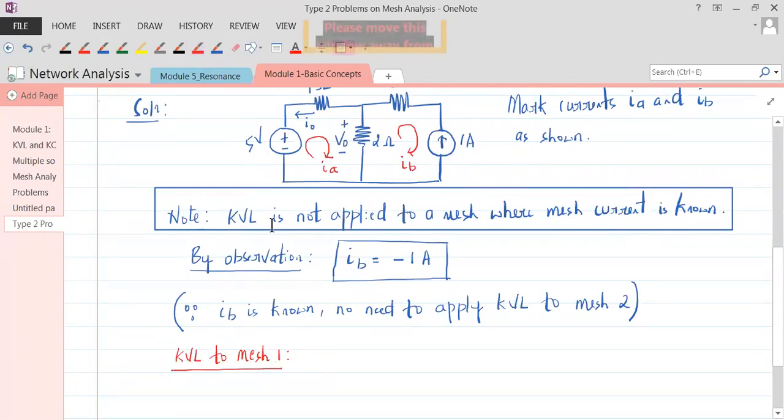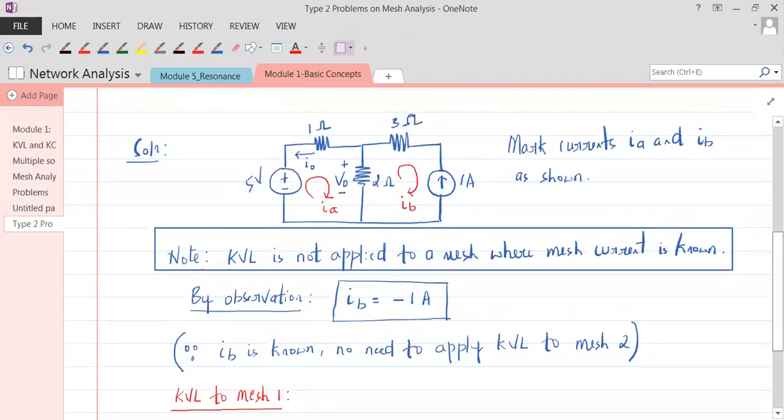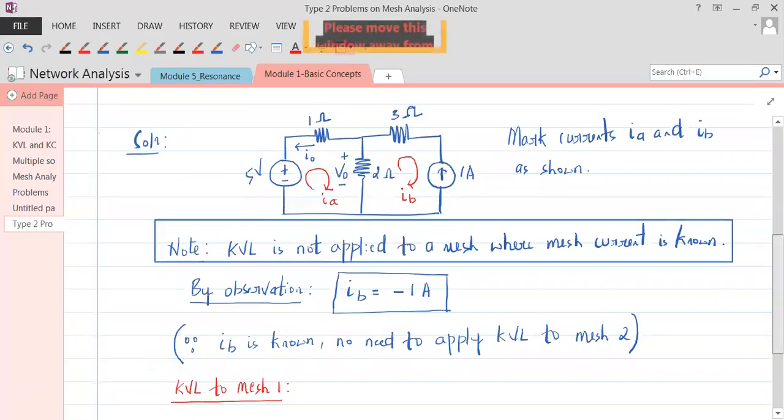Everybody, apply KVL, write IB as IB only, then we shall go for substituting that. How does it look? It starts here. Since there is a minus sign in this 5 volts, we write this as minus 5 volts. And this I'll write as IA into 1 ohm, 1 into IA, and this is 2 into IA minus IB, since I'm operating in mesh 1.